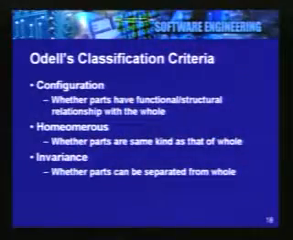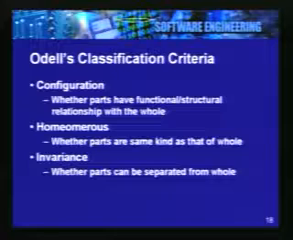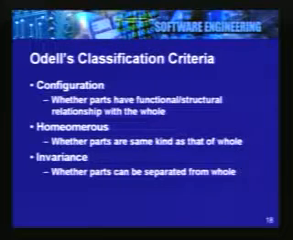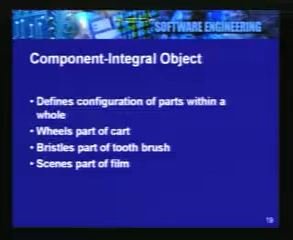Another property is homeomeric, whether parts are of the same kind as that of the whole. You take a slice of bread, the slice has the same properties as the bread, but it is a part of the whole bread. And then another property is invariance, whether parts can be separated from the whole, whether they can be taken out. So these are important parameters which can be used to distinguish between different kinds of part-whole relations. So he described different kinds of part-whole relations.